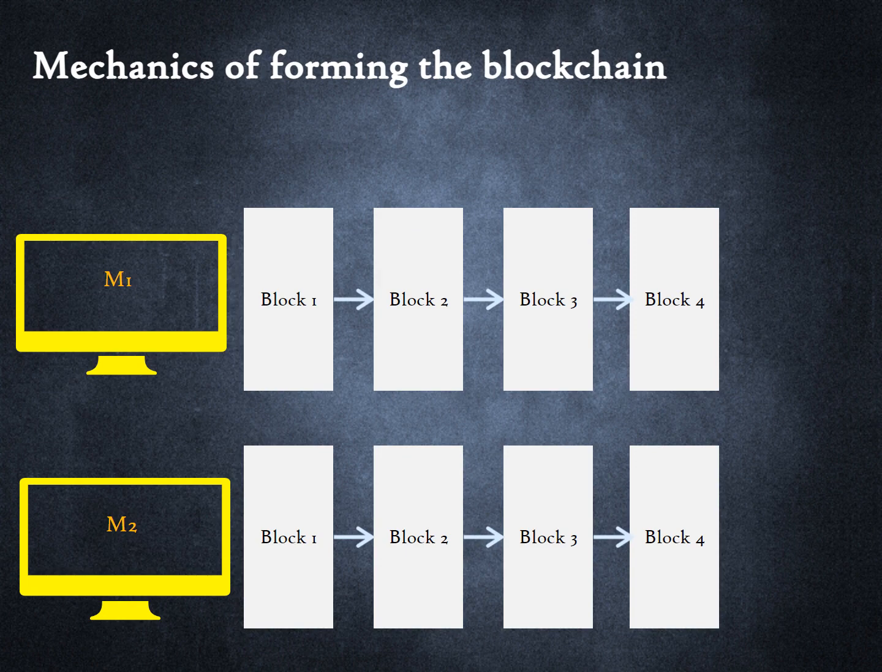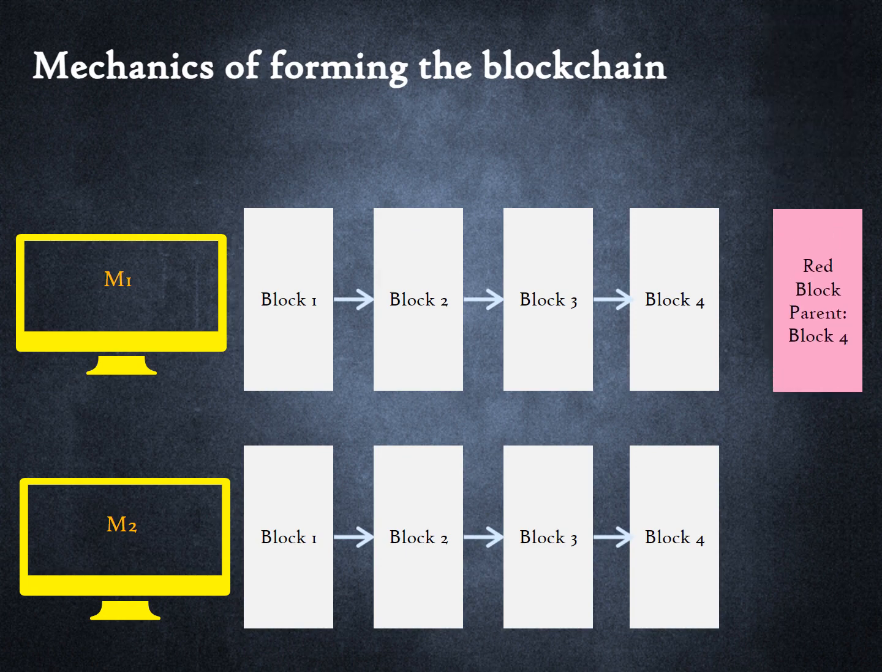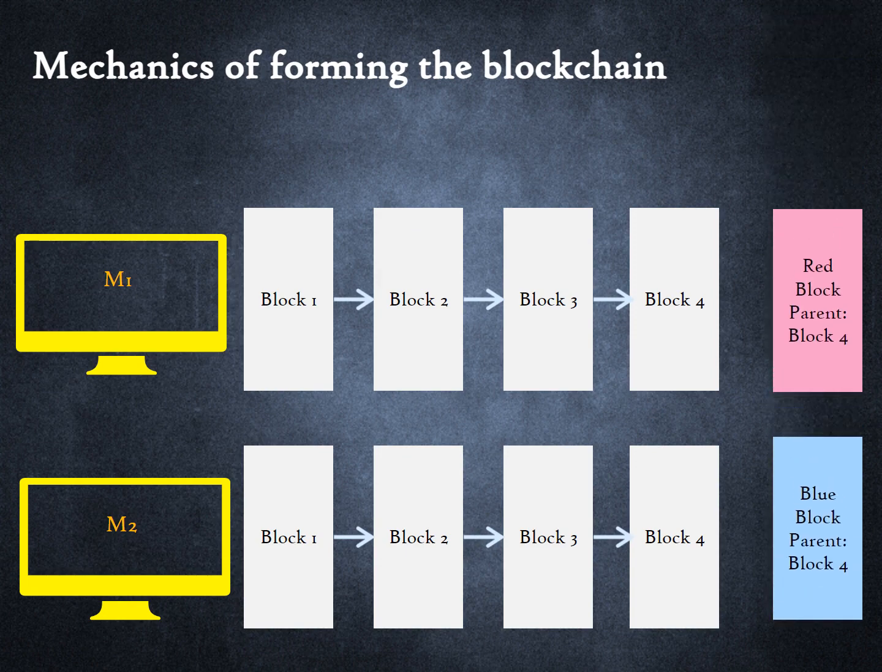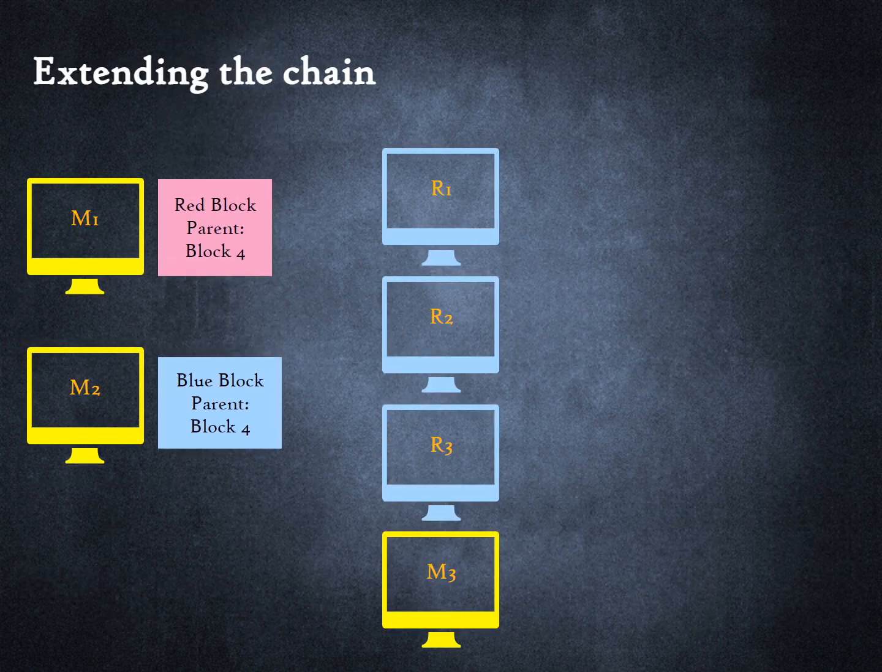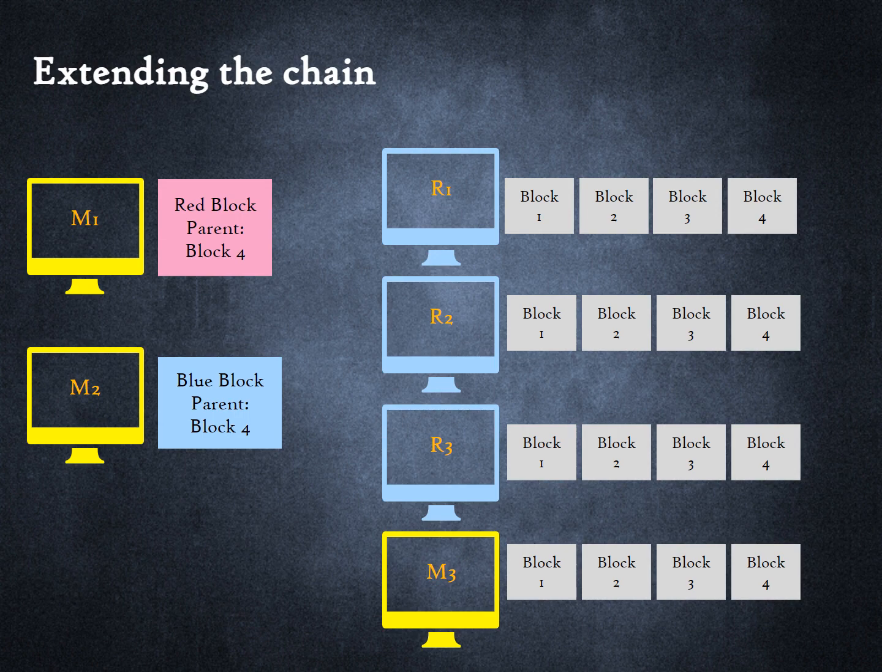The miner M1 adds the mined red block to its version of the blockchain. The miner M2 adds the mined blue block to its version of the blockchain. The 2 nodes propagate their blocks to the other nodes. R1 receives the red block first. It validates the block and adds it to the blockchain. A few seconds later it receives the blue block. Since the blue block references the same parent as the red block, R1 rejects it. R2, like R1, receives the red block first and rejects the blue block. R3, on the other hand, receives the blue block first and rejects the red block.